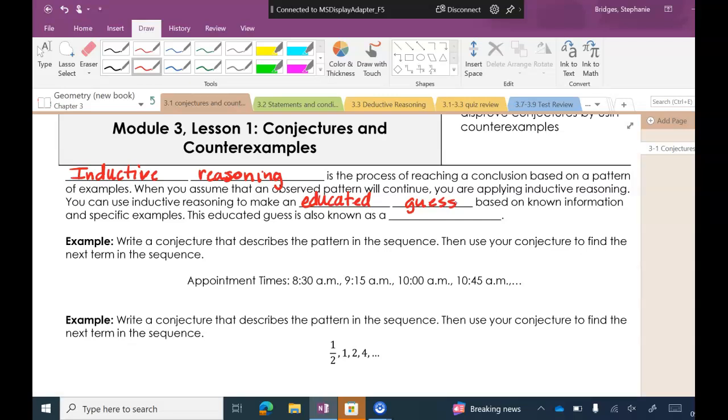Okay. So what we are doing is we're making this educated guess, and the formal word for that is what we call a conjecture. C-O-N-J-E-C-T-U-R-E. It's written right above if you're not sure. Conjecture. So when I ask you to make a conjecture, I'm asking you to make an educated guess based off of patterns and observations.